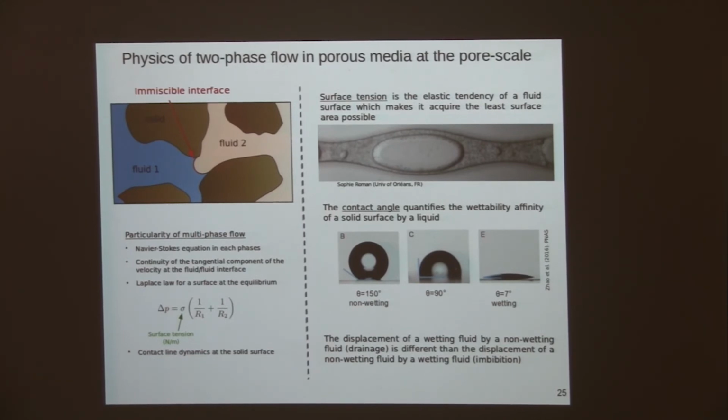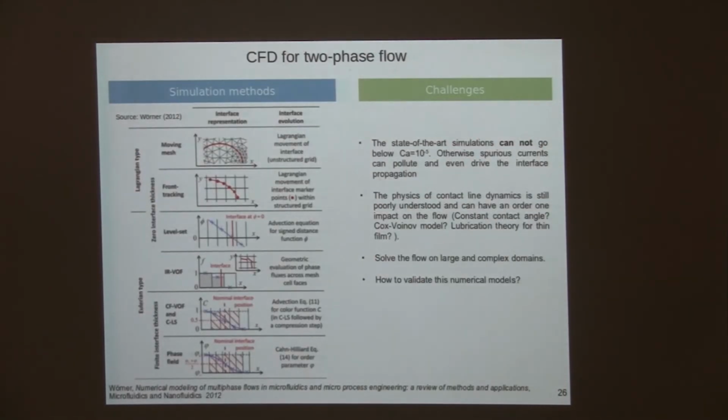Based on these different conditions, you will not obtain the same flow pattern. So whether you push a wetting fluid by a non-wetting fluid, or whether you push a non-wetting fluid by a wetting fluid, you will not obtain the same flow pattern. In one case, we say we have a drainage. Drainage, let's say you inject air to push water in your pore space. And in the other case, we have what we call an imbibition.